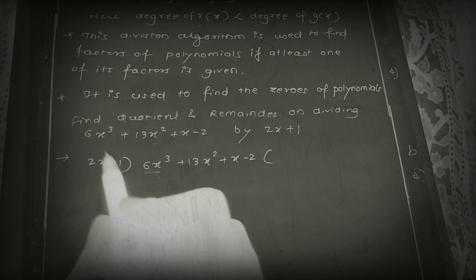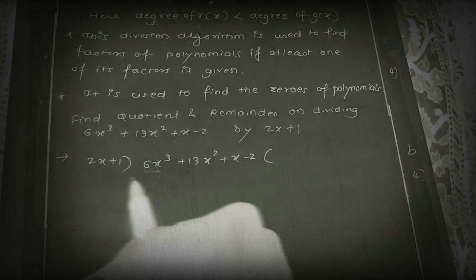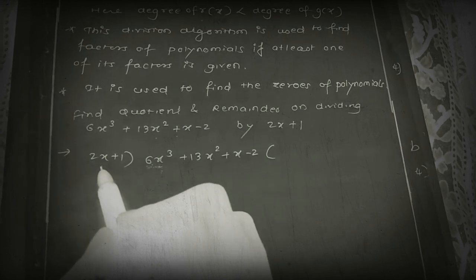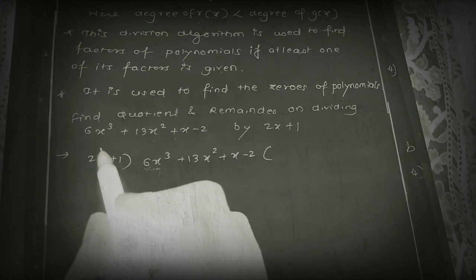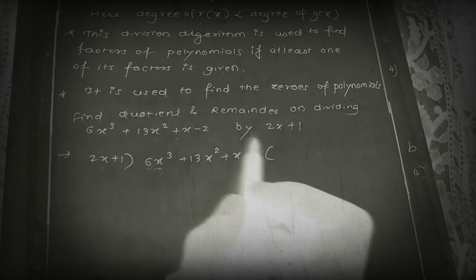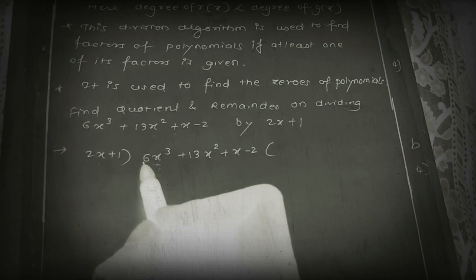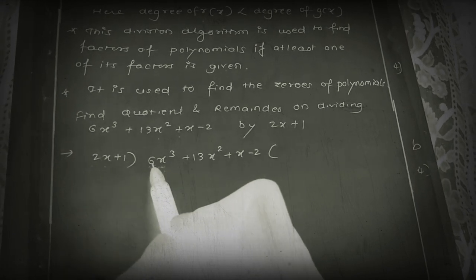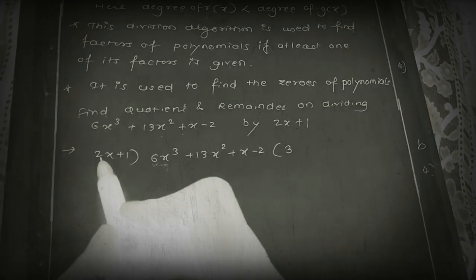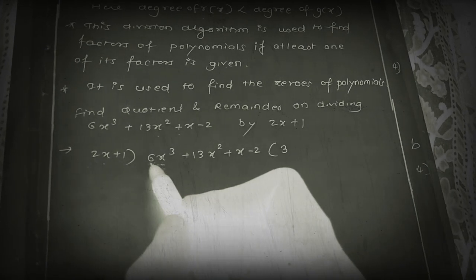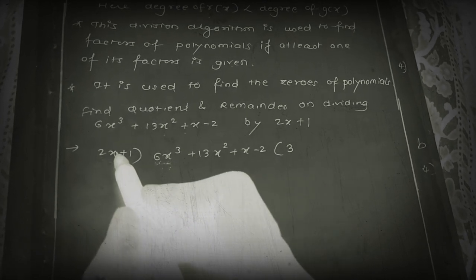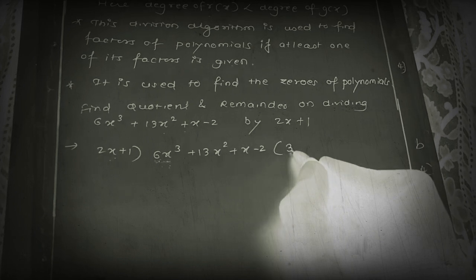Using only this 2x, you have to get 6x cube. So how to get it? You have to multiply a suitable variable or quotient with 2x to get 6x cube. 2x into how much is 6x cube? 2 into how much is 6? 3. So 2 threes are 6. Again, with x you have to get x cube, so you have to multiply x square.